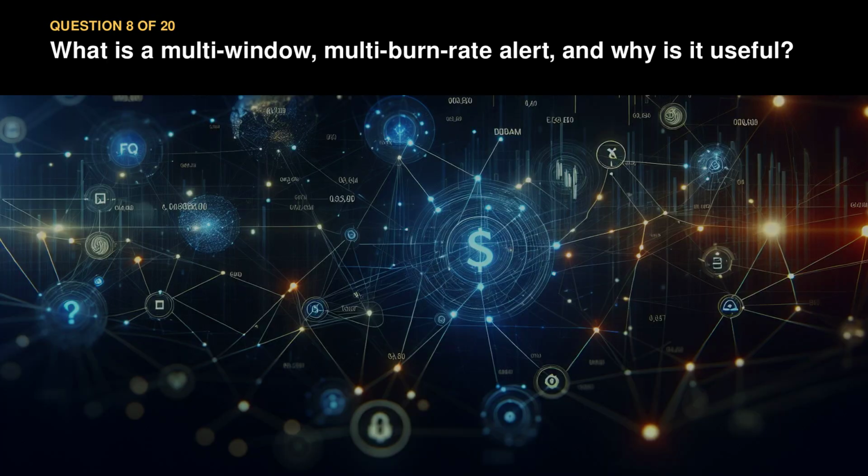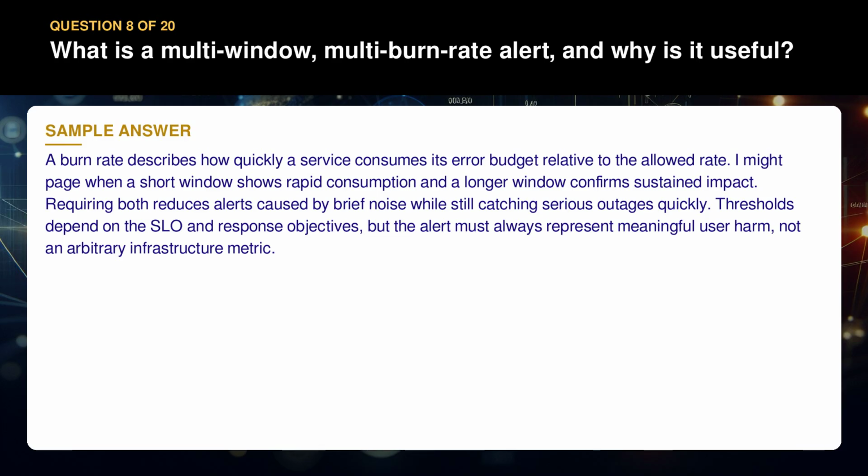Question 8. What is a multi-window, multi-burn rate alert, and why is it useful? A burn rate describes how quickly a service consumes its error budget relative to the allowed rate. I might page when a short window shows rapid consumption and a longer window confirms sustained impact. Requiring both reduces alerts caused by brief noise while still catching serious outages quickly.